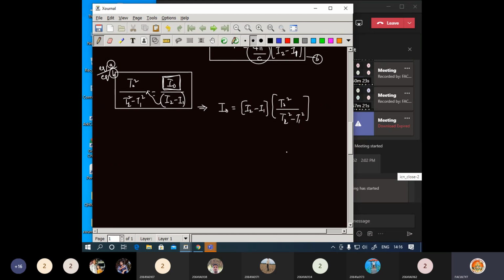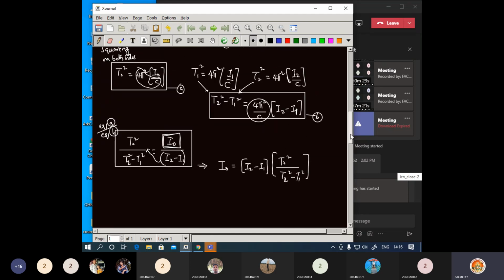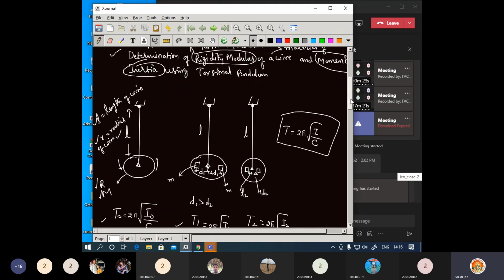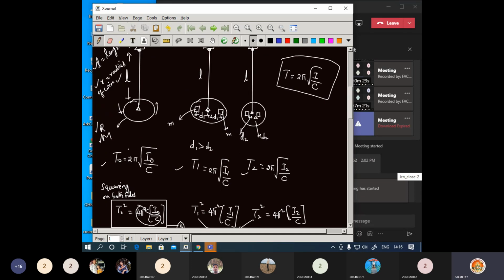So what actually is I naught? I naught is the moment of inertia here. In this concept there are no masses added, so you are going to get this as I naught, the moment of inertia of the disk. And what is I1 here? I1 is the moment of inertia with masses added, with some distance here.